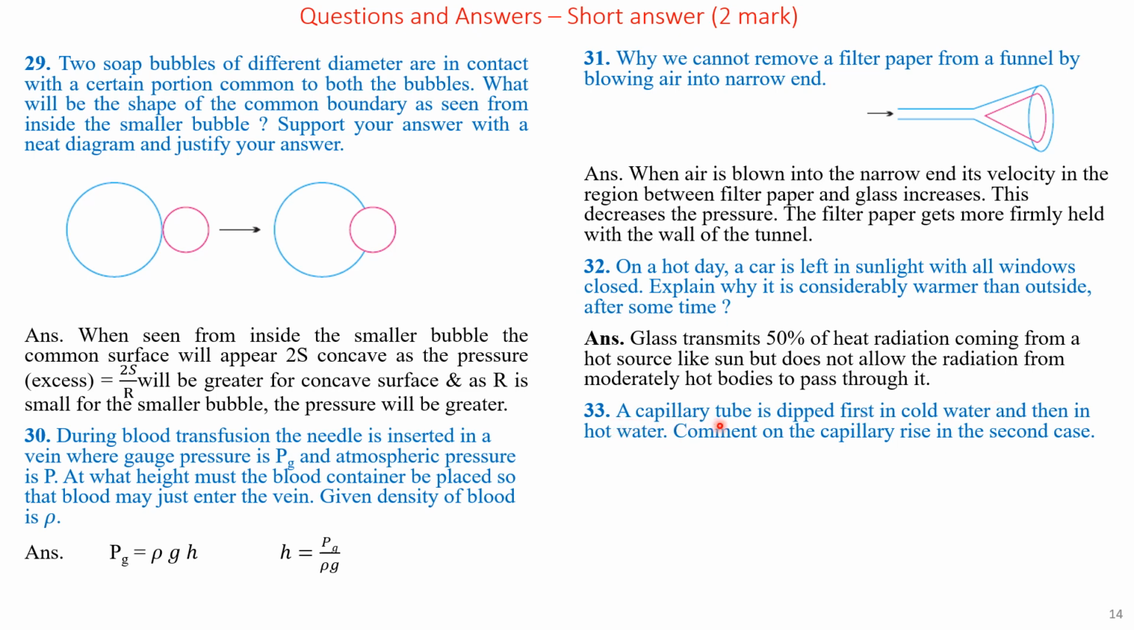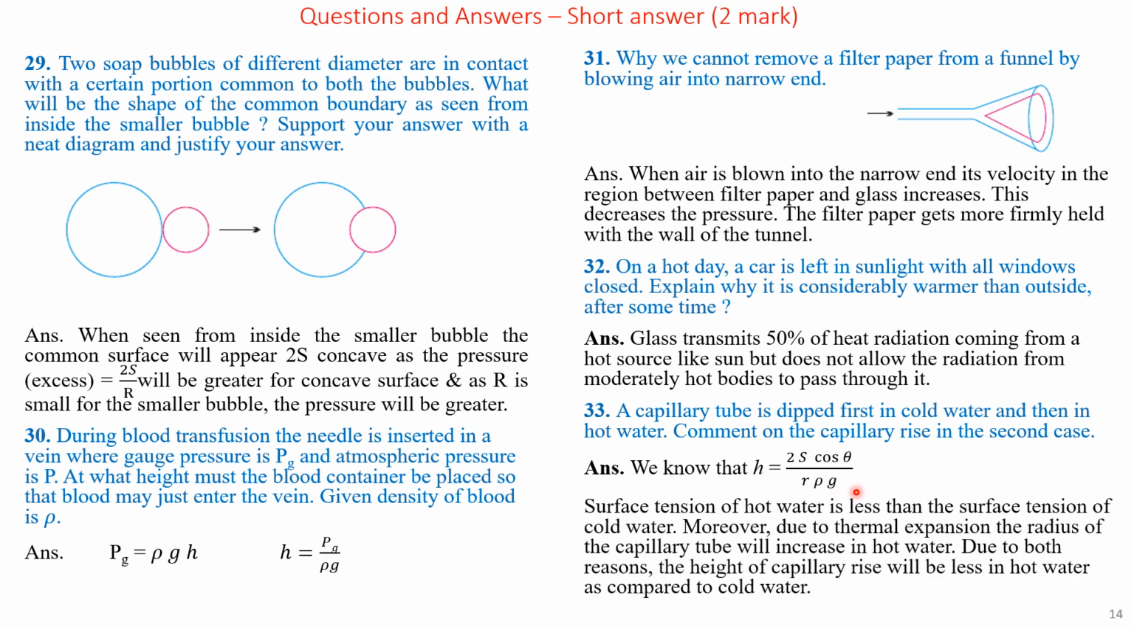Question number 33. A capillary tube is dipped first in cold water and then in hot water. Comment on the capillary rise in the second case. Answer. We know that H is equal to 2S cos theta divided by R into rho into G. The surface tension of hot water is less than the surface tension of cold water. Moreover, due to thermal expansion the radius of the capillary tube will increase in hot water. Due to both reasons, the height of capillary rise will be less in hot water as compared to cold water.